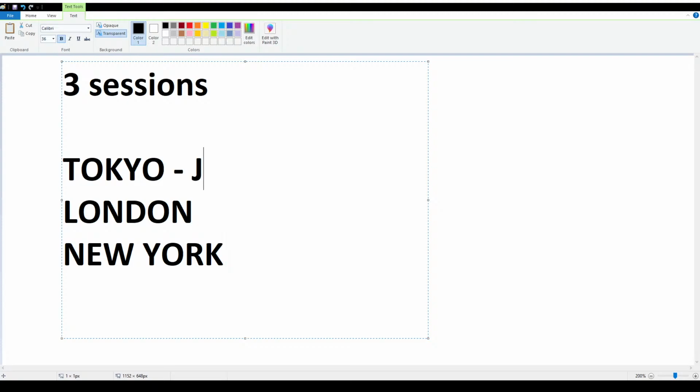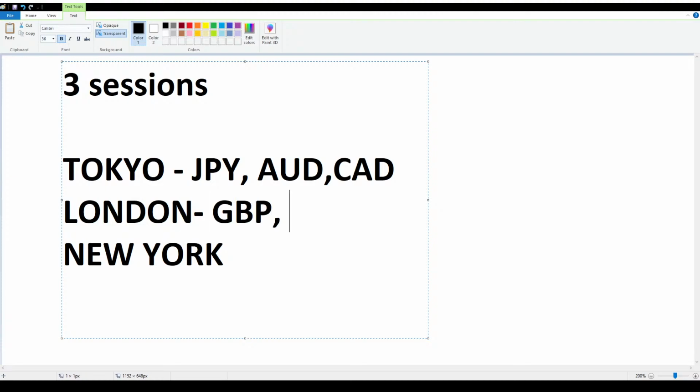In the Tokyo session, you can expect to trade things that have JPY, AUD, and CAD as well, right? I think I'm correct. So any currency with the JPY, AUD, CAD prefix is what we typically look for opportunities in during the Tokyo session. And then during the London session, guys, we would typically look for trades which have the GBP prefix or the Euro prefix. So those are the ones that we'd like to trade in the London session.